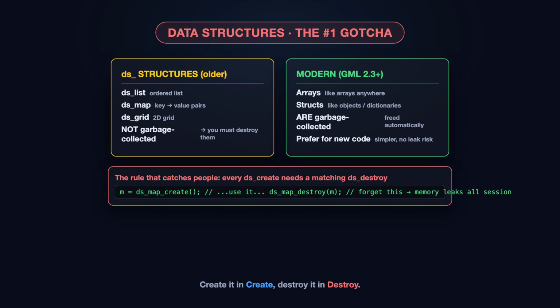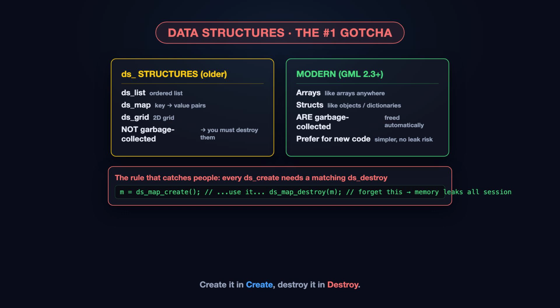The DS structures are not garbage collected. When you create one with ds_list_create or ds_map_create, GameMaker hands you a reference, and it will never clean it up for you. If you forget to destroy it, with ds_list_destroy or ds_map_destroy, that memory leaks for the rest of the session.